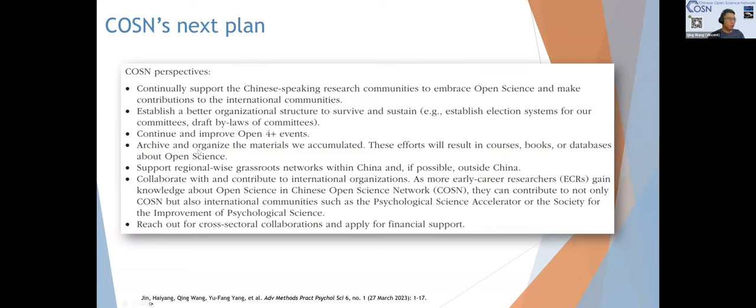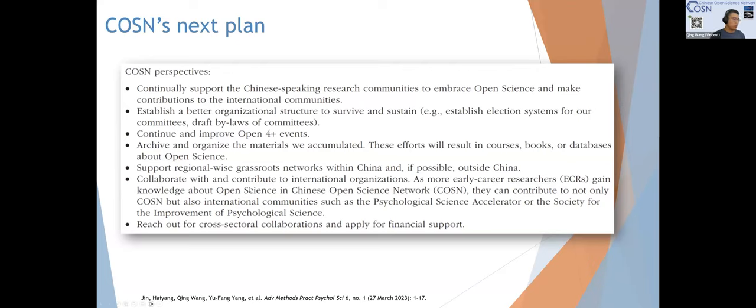And we're going to continue improving our open science events, like the open 4+ events. And we need to organize and manage now the materials we already created and make them more easily accessible to our audience. And we plan to support regional grassroots networks within and outside of China. So if you would like to build your local open science networks, we are happy to help always.